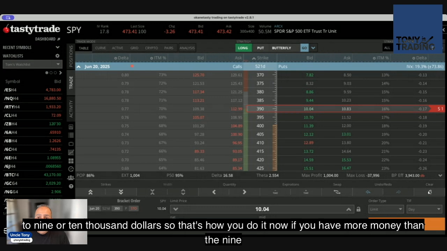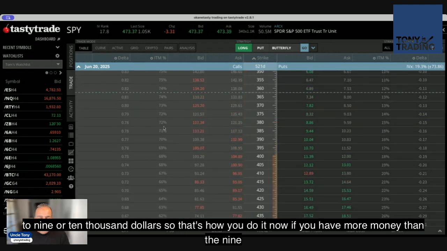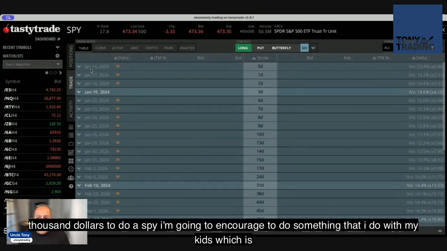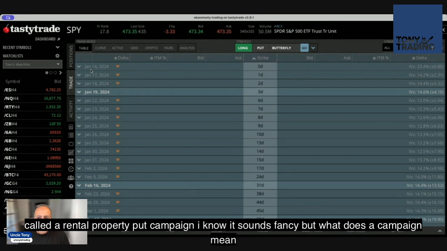Now, if you have more money than the $9,000 to do a SPY, I'm going to encourage you to do something that I do with my kids, which is called a rental property put campaign. I know it sounds fancy, but what does a campaign mean?